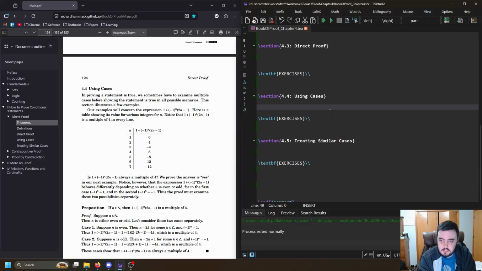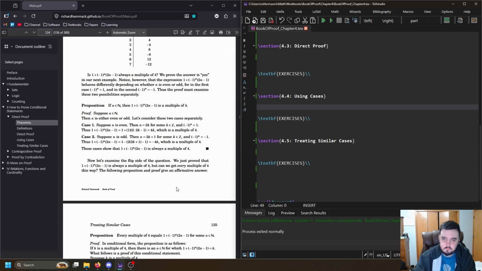Notice that 1 plus negative 1 to the n times 2n minus 1 is a multiple of 4 in every line. Okay, is this always a multiple of 4? We prove the answer is yes in our next example. Okay, I see what they're talking about. Yeah, just splitting your proof into multiple smaller proofs. That's what we're doing here.